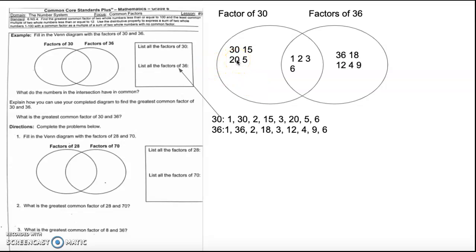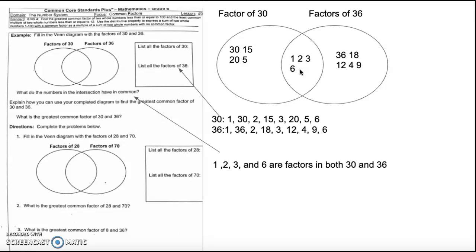So what do these numbers in the intersection, which is this part here, have in common? Well, what do you think they have in common? They're all numbers. They're all positive numbers. And 1, 2, 3, and 6 are factors of both 30 and 36.